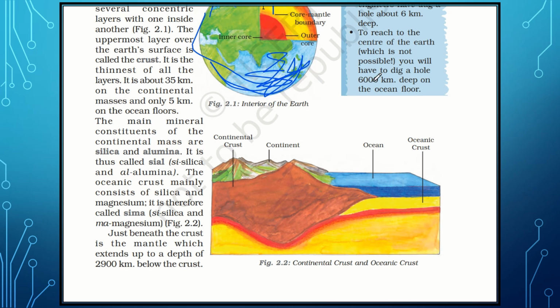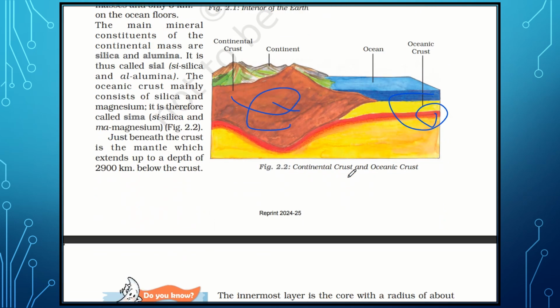Here one more picture is given of the continental crust and the oceanic crust. Again, remember, the continental crust is made up of what? Silica and alumina, and the oceanic crust is made up of silica and magnesium. So let's see about the core.